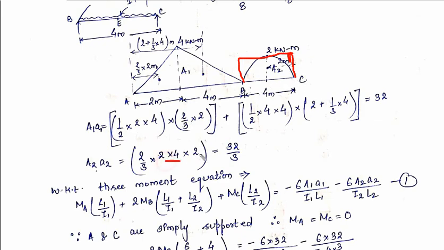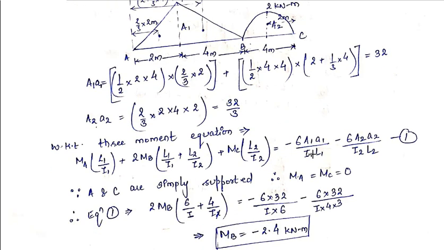So 2 into 4. Now the CG of this parabola will obviously be at the center, and therefore the distance of CG from the C support will be 2 meters. So therefore, into small a2 will be into 2. So the value will come out to be 32 by 3.